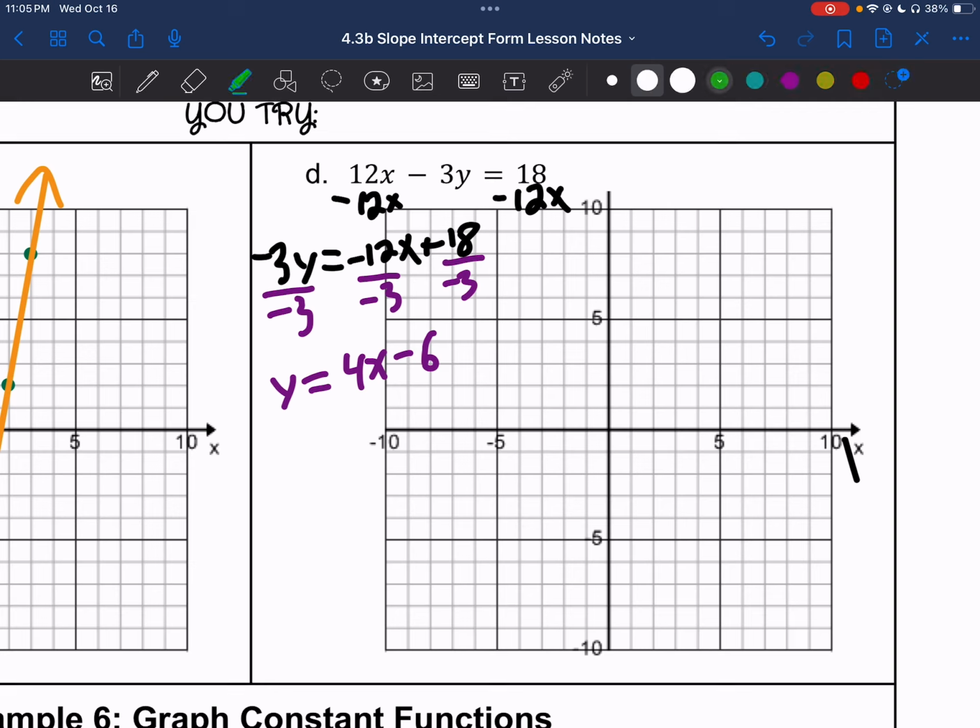And so if I again highlight, my slope is 4, my y-intercept is negative 6. So we start with a point at negative 6, and my slope is 4, so I'm going up 4 and to the right 1 each time. Up 4, right 1, up 4, right 1, up 4, right 1. And I use a straight edge, and I draw in my line, and we are finished with this problem as soon as we put on the arrows.